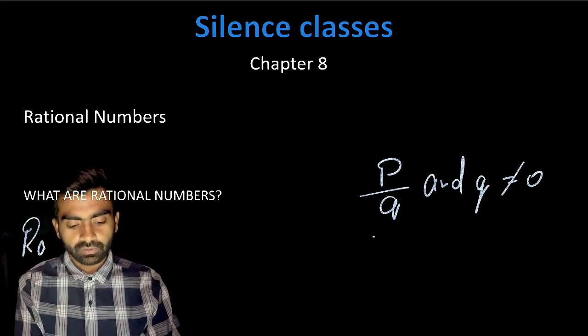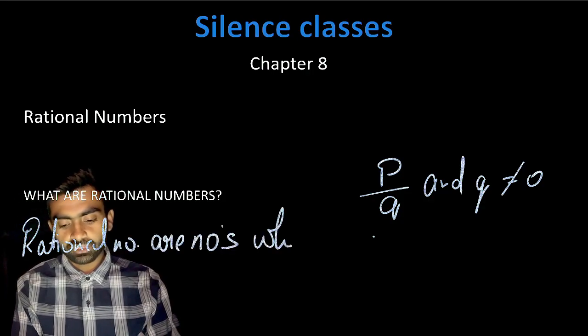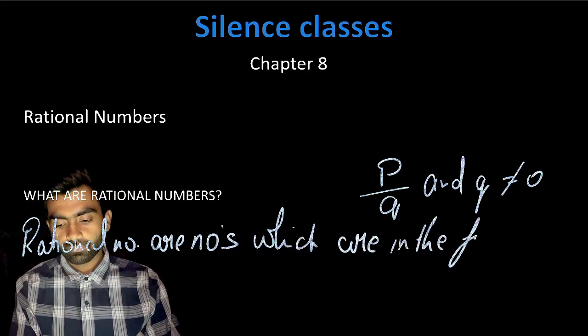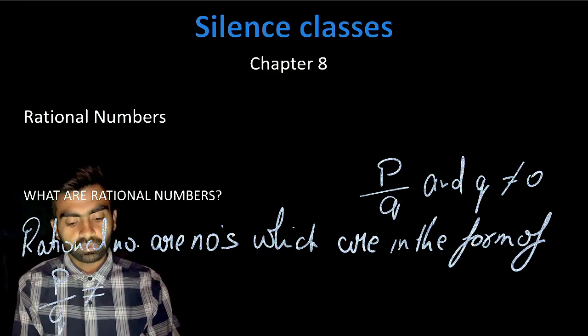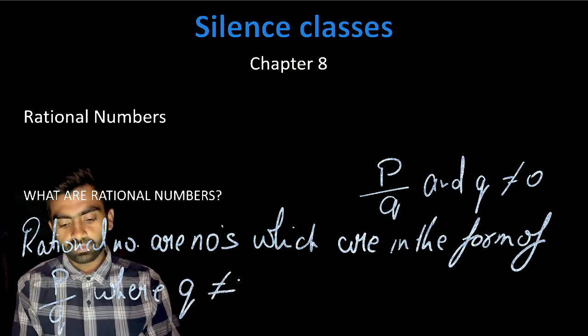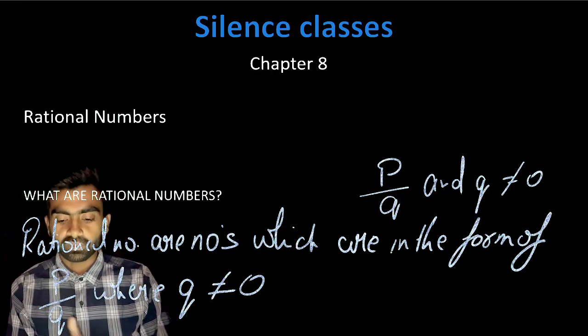Rational numbers are numbers which are in the form of p upon q, where q is not equal to 0. So this is the rational number. I hope you guys understood what a rational number is.